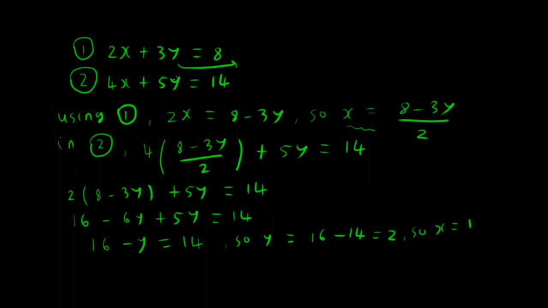We can check it by checking with equation number 2. So 4x, 4 times 1 is 4, plus 5y, 5 times 2 is 10, sorry. So a bit of a maths mistake there on my part. So we get 4 plus 10, which is equal to 14. So we've solved them. Fantastic. That's the method of substitution.